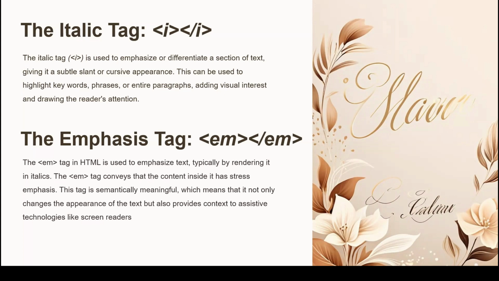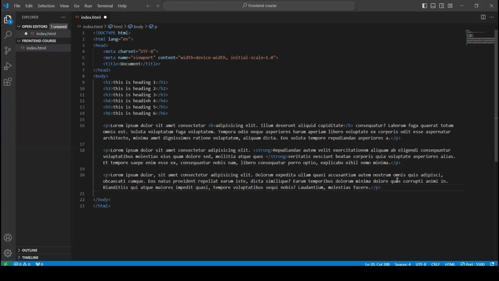This tag is semantically meaningful, which means that it not only changes the appearance of the text, but also provides context to assistive technologies like screen readers. In another paragraph, I'm going to check both the I tag and the emphasis tag. For this, I'm going to enclose some of the content in the I tag and some of it in the emphasis tag.